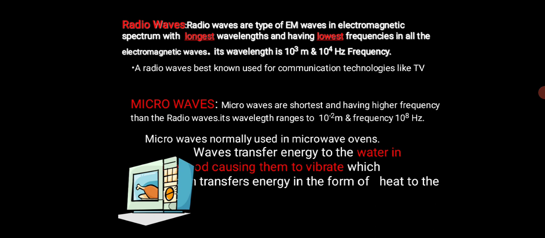The second one is microwave. Microwaves have shorter wavelength and higher frequency than the radio waves. Its wavelength is up to 10^-2 meter and frequency 10^8 hertz. Microwaves are normally used in microwave ovens. Waves transfer energy to the water in food, causing it to vibrate, which transfers energy in the form of heat.